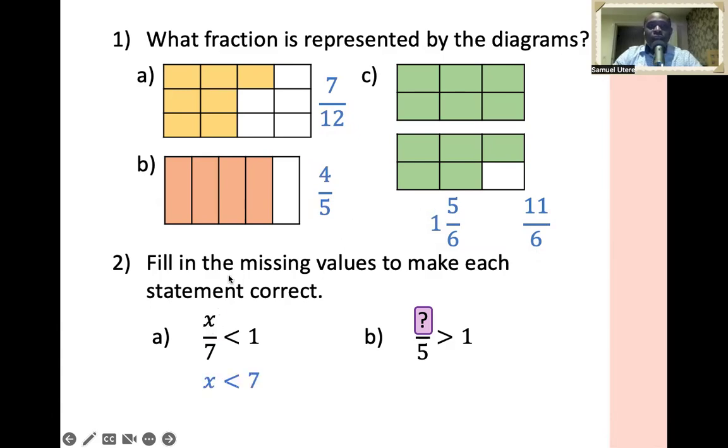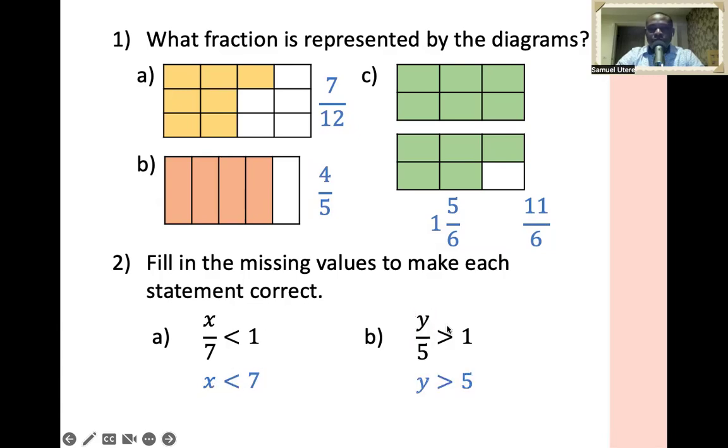Next one, you were asked to fill in the missing values to make each statement correct. Now, to make this statement correct, we know that if we had 7 here, this number would be equal to 1. So that would be equal. But we're looking for something that we would write there to make this statement correct, which means it has to be less than 1. So that number has to be less than 7. So we write x less than 7.